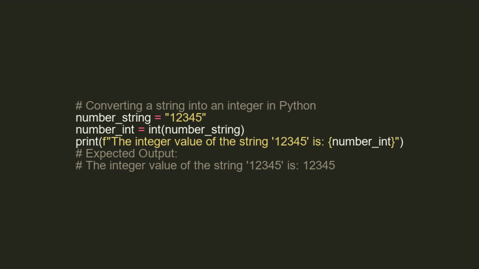For the final step, we employ the print function to lay out this transformed value. Observing the result, we can see that the string 1, 2, 3, 4, 5 has flawlessly morphed into the integer 1, 2, 3, 4, 5.